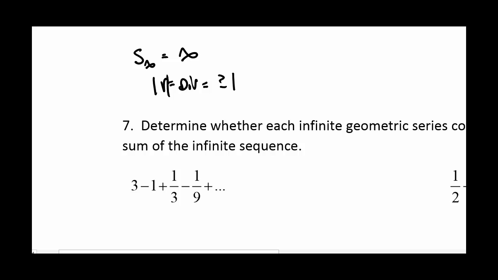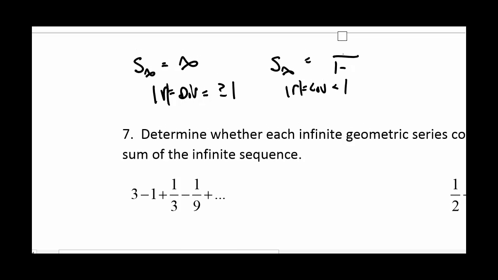In other words, if I keep adding together an infinite set of numbers where they keep getting bigger and bigger and bigger, then I would expect that the sum of an infinite set of numbers that are getting larger and larger to be infinity. If, on the other hand, I have what's called a convergent pattern, and that's where the absolute value of R is less than 1, then it's the first number over 1 minus R.